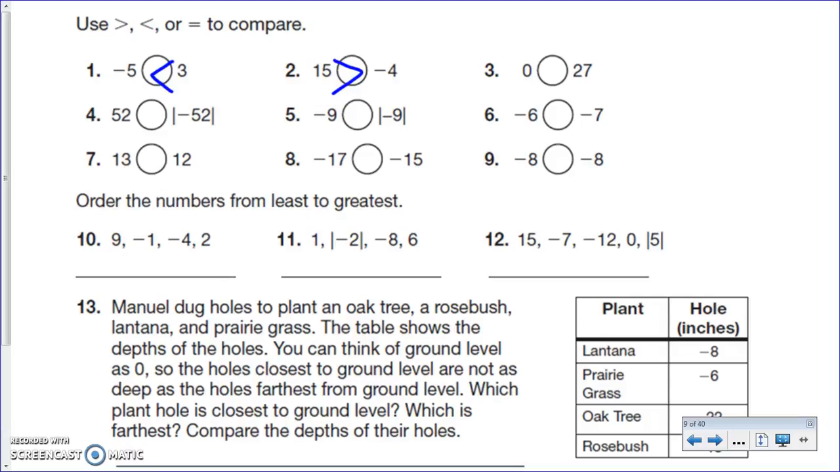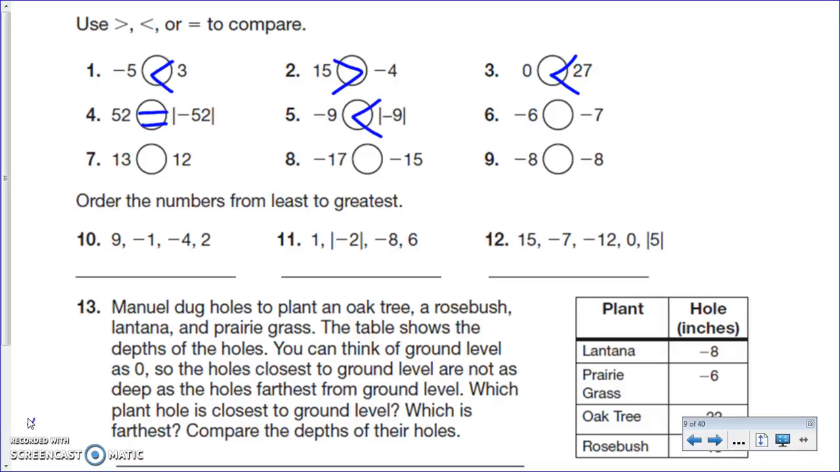For 3, we know 0 is less than 27. For 4, we're comparing 52 to the absolute value of -52. We know the absolute value of -52 is 52, so they're equal. For 5, we have -9 compared to the absolute value of -9. We know the absolute value of -9 is 9, so that is greater. So -9 is less than the absolute value of -9.